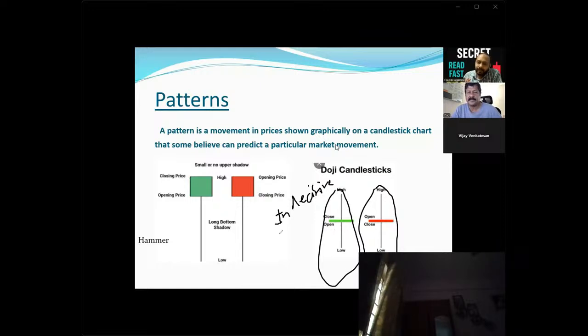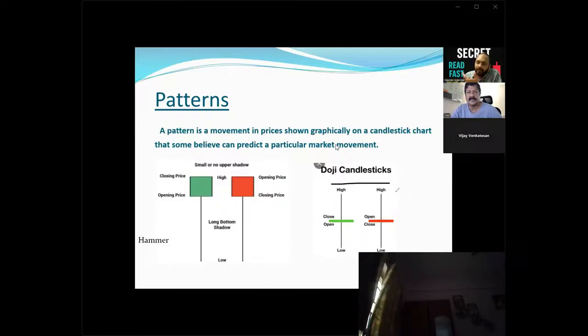In this case also, the open price equals the close price. If there is a perfect doji, the open price will always be equal to the close price. So that is why it is called an indecisive candle. Apart from that, there are two more varieties of doji candle. One will look like this, and one will look like this. T shape, and this is called a reverse T shape.